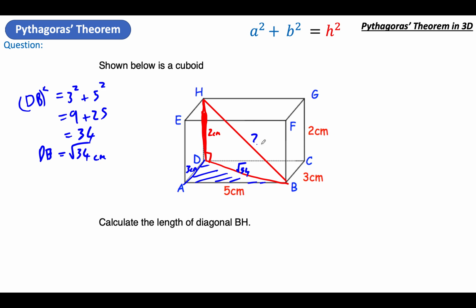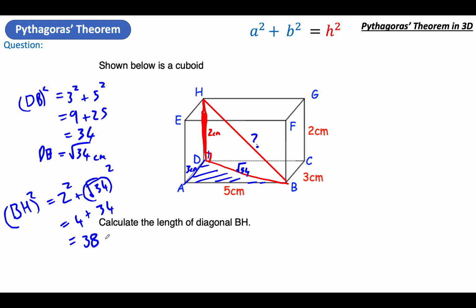I've got my two sides. Now I can find that long side that I want between B and H. So BH. Now remember, when I first do this, it will be BH squared. I'm going to take one side, which is 2. That's that upright, and square it. I'm going to take the base of the red triangle there, which is root 34, and I'm going to square that. 2 squared is 4. Root 34 squared is 34. So 38. Right, so my BH squared is 38.